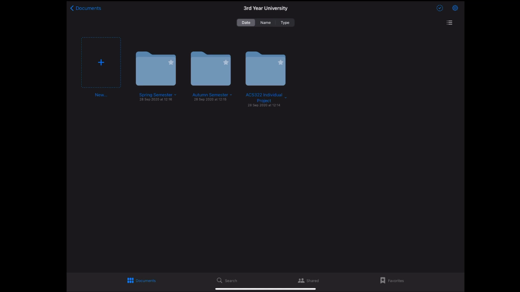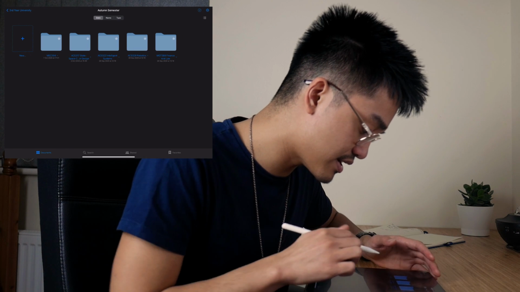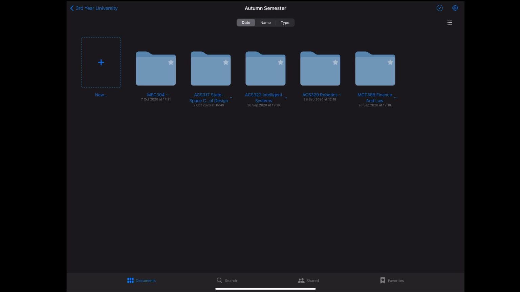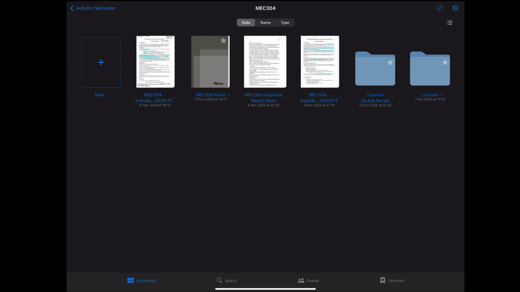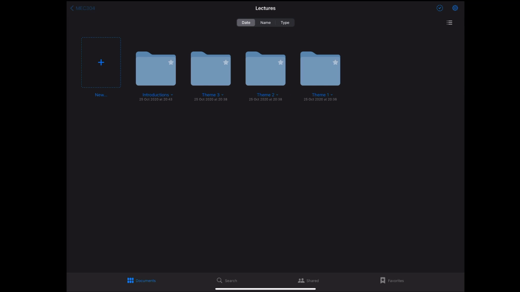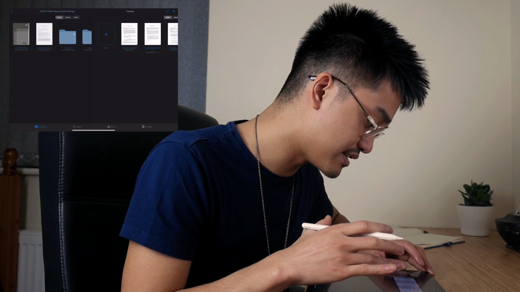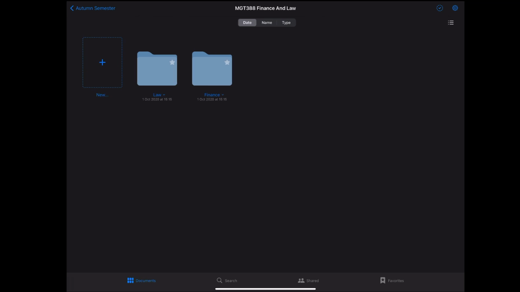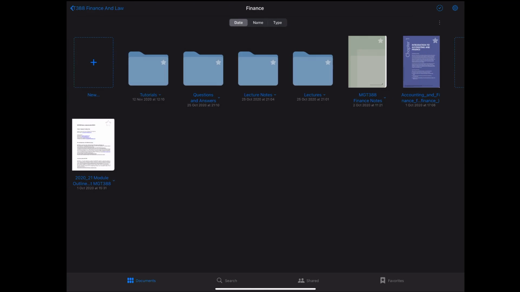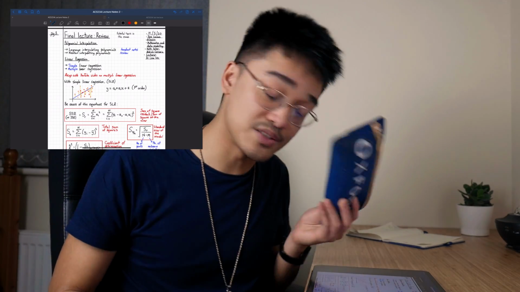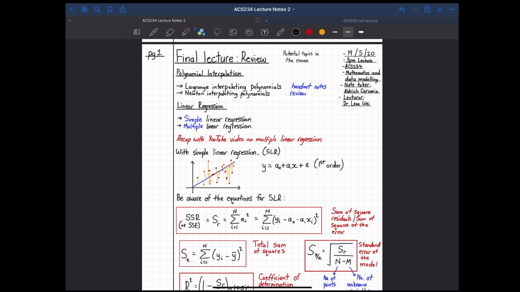Within the app I have different folders and I've split it into spring semester and autumn semester. Within the autumn semester I have all my modules clearly organized, and then I have subfolders with lectures in them, theme 1, theme 2, I have tutorial sheets, I can go on to different modules. Everything is clearly organized for me, and if I didn't have the iPad I would have had all of this on paper, and as you can imagine the amount of organization you'd need to store all this stuff, it's mad, right?